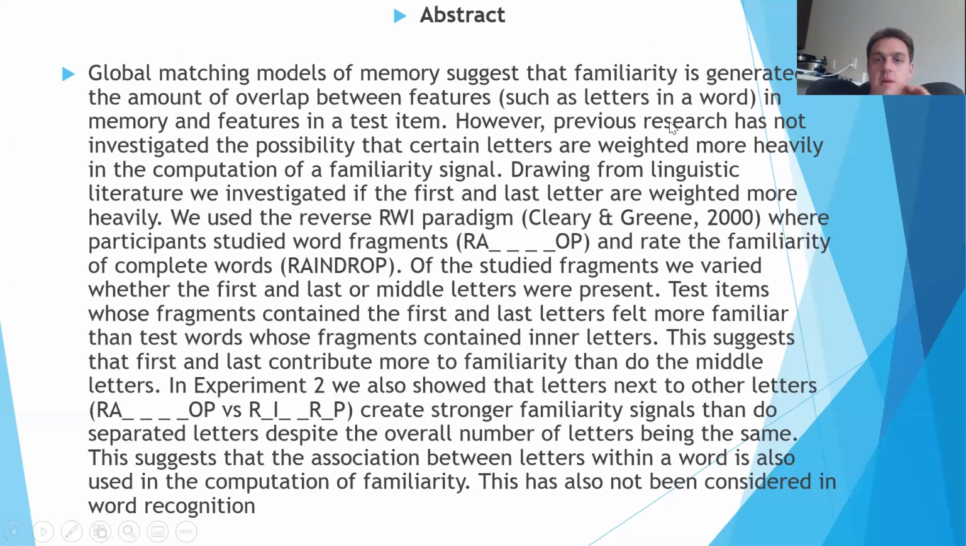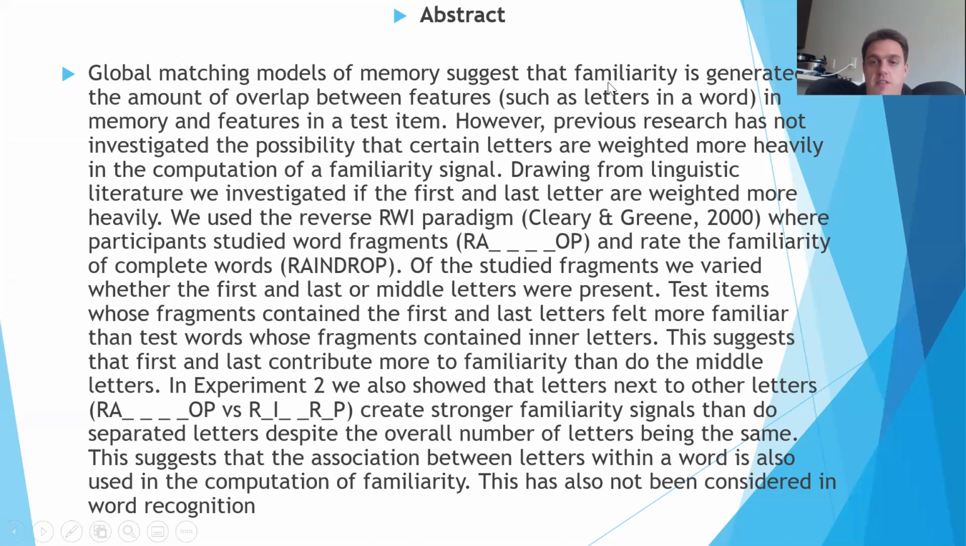Global matching models of memory suggest that familiarity is generated by the amount of overlap between features, such as letters in a word in memory and features in a test item. However, previous research has not investigated the possibility that certain letters are weighted more heavily in the computation of a familiarity signal. Drawing from linguistic literature, we investigated if the first and last letter are weighted more heavily. We use the reverse RWI paradigm.